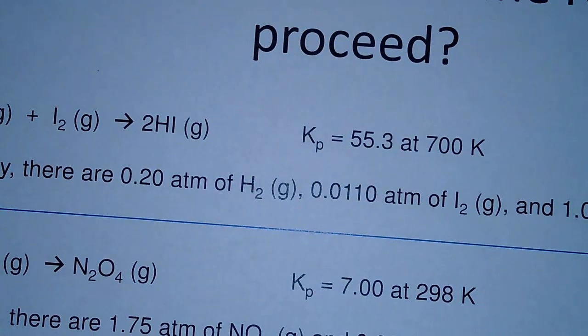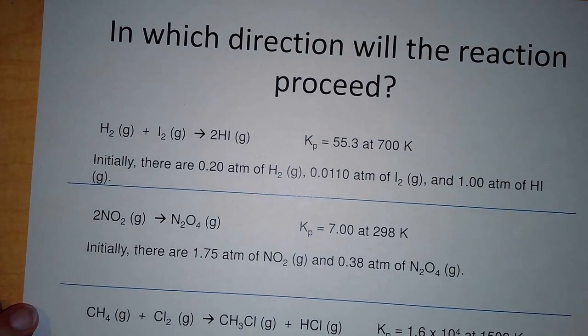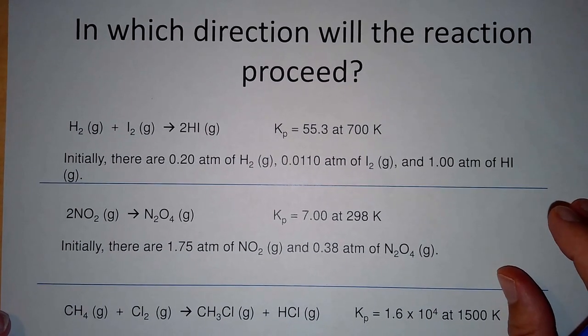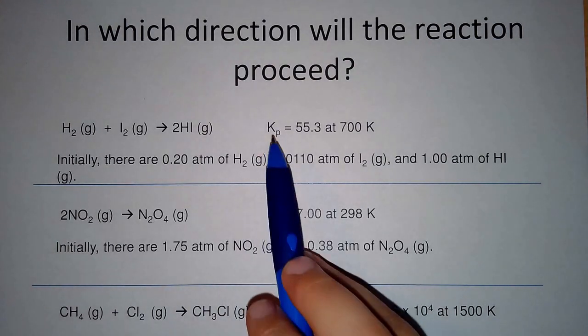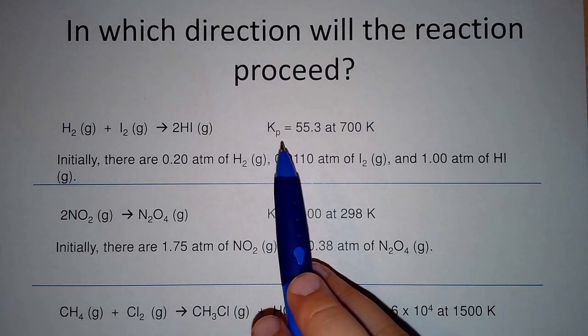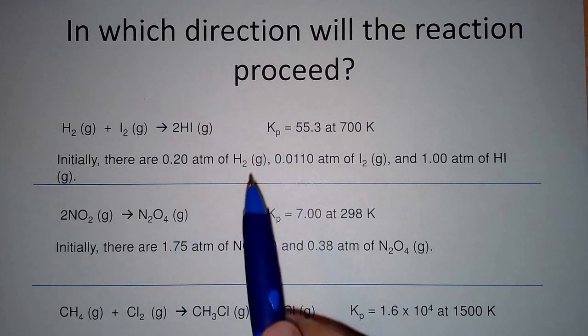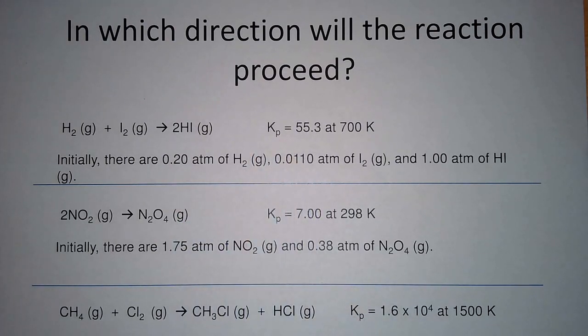Alright, so in this exercise we're going to be looking at reaction direction. Which way does the reaction go? Is it going forward to create more products, or does it need to go in reverse to create more reactants? And we want to use the value of K to determine that. Remember, K represents our equilibrium. And reactions will stay at their equilibrium state unless something happens. So our goal is to get back to this value.